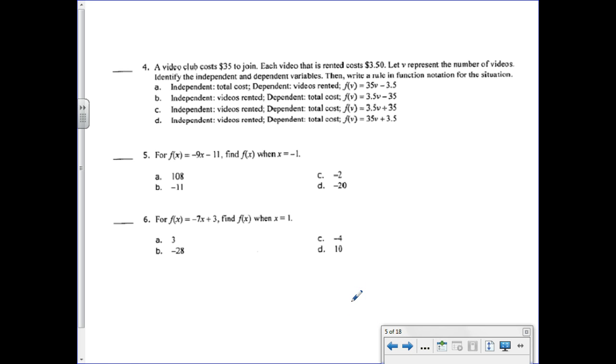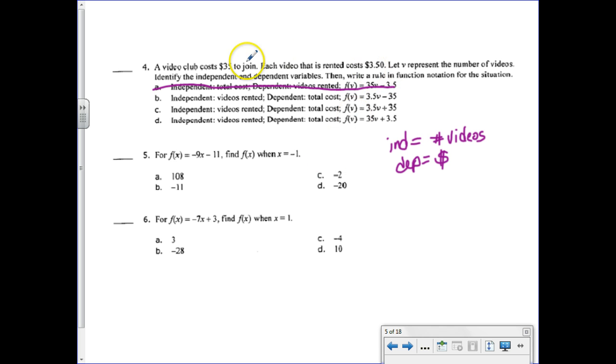The video club costs $35 to join. Each video that is rented costs $3.50. Let V represent the number of videos. Identify the independent and dependent variables. Well, stop right there. Independent is going to be how many videos, because that will determine how much money you're paying. So your dependent variable is the money, as it usually is. So when I look at this, I notice 3 of them have the videos as independent and cost as dependent. So I can throw A out right away.